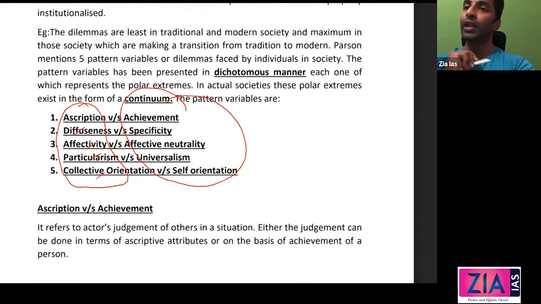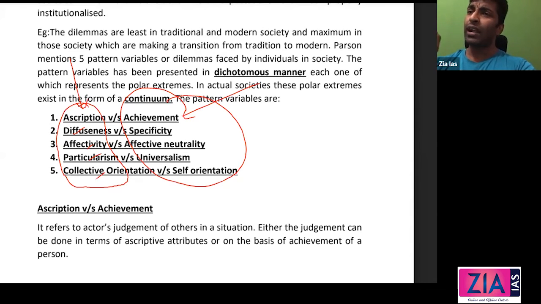But one line that you need to write is, there is no society which is completely traditional or completely modern. Or there is no society which is going to be completely achievement oriented or ascription oriented. The degree may vary, depending on the society.